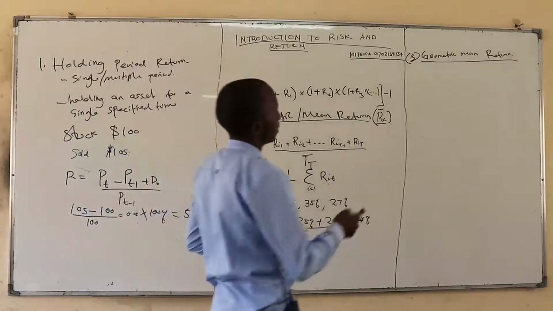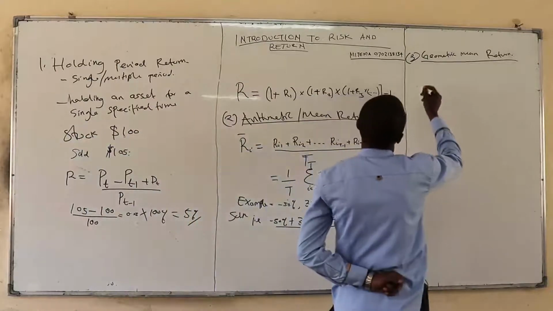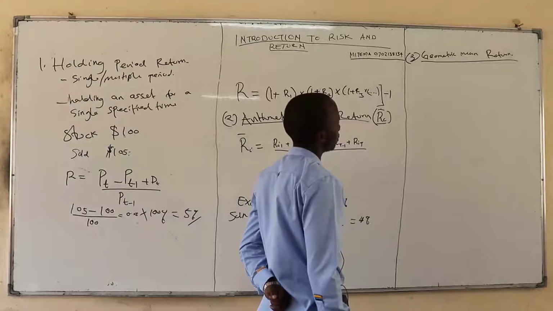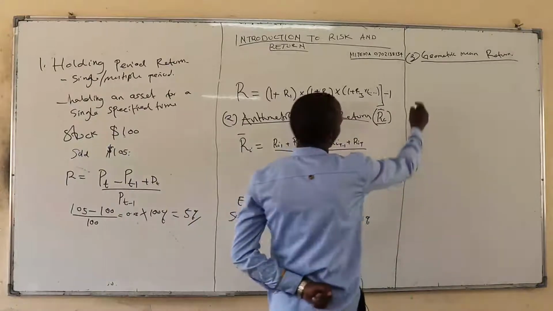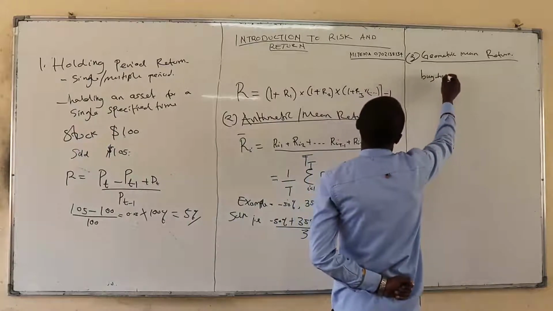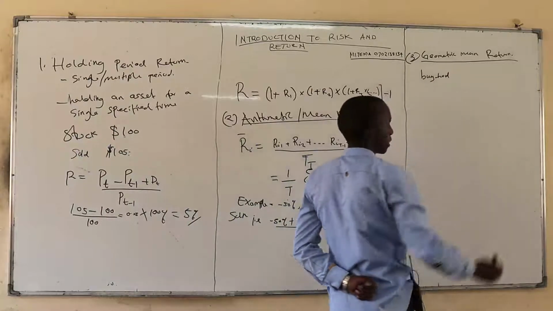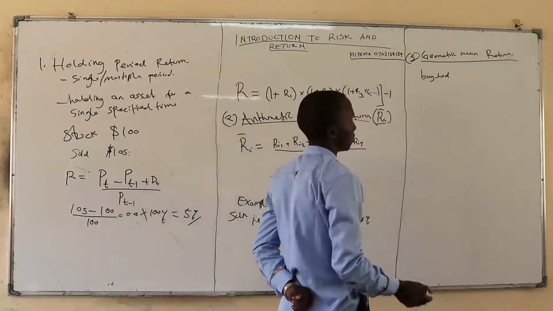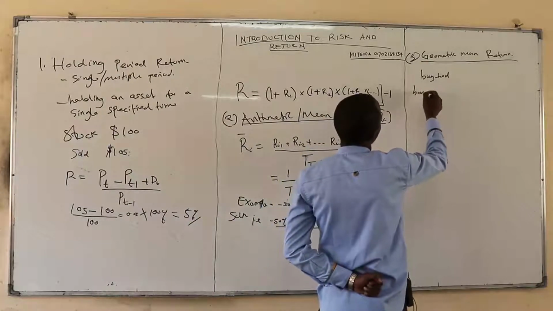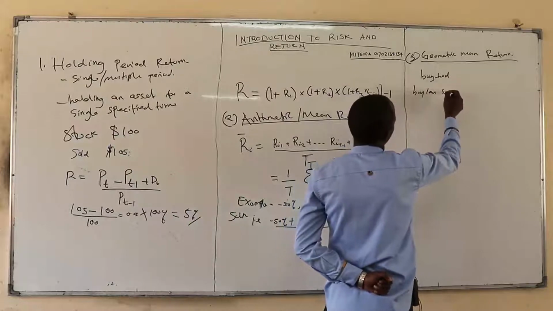So here, the initial investment is not reset at the beginning of each year. You find that there's a strategy which is called buy and hold. You know, you have different types of investing strategies. We have buy low, sell high.